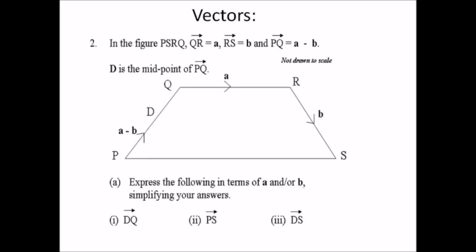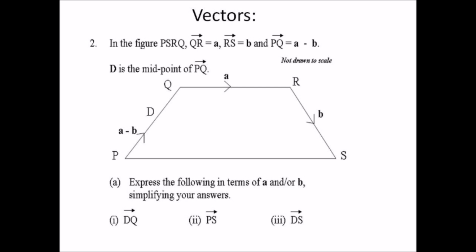Got it? Vectors again. Now you have a trapezium. In figure PSRQ, vector QR is equal to A, vector RS is equal to B, and vector PQ is equal to A minus B. D is the midpoint of vector PQ. And A, express the following in terms of A and or B, simplifying your answers. 1 vector DQ, 2 vector PS, and 3 vector DS.